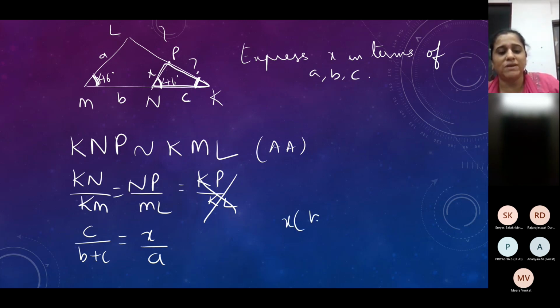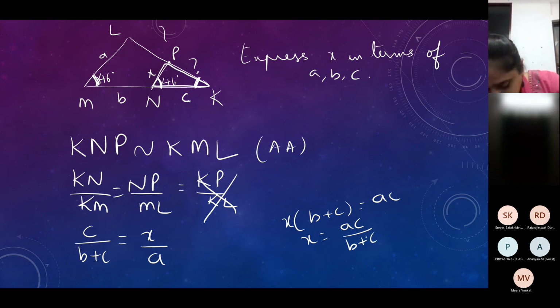X into B plus C is equal to AC. So X is equal to AC by B plus C. Did you say this, Meera? Yes, ma'am. AC by B plus C. Perfect. This is what it is. You'll have to show that the two triangles are similar to each other. And then in similar triangles, corresponding sides are proportional. Write the proportion, substitute, cross multiply and get the expression for X. All right.